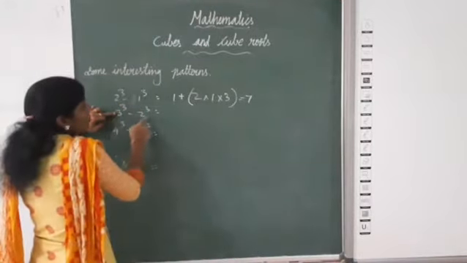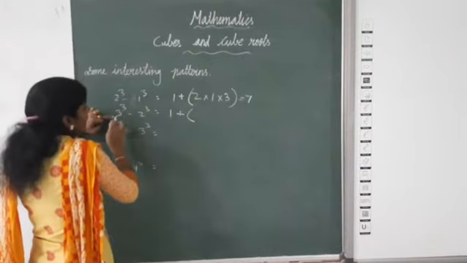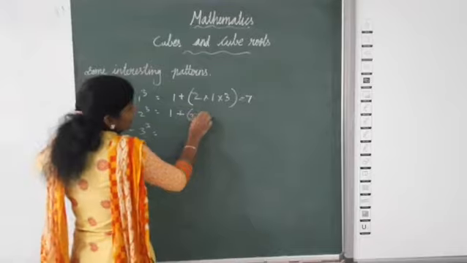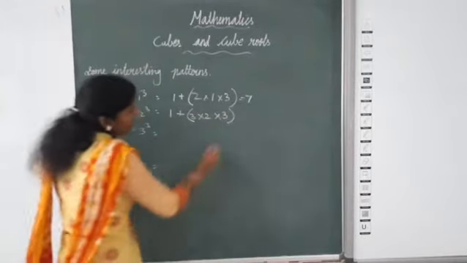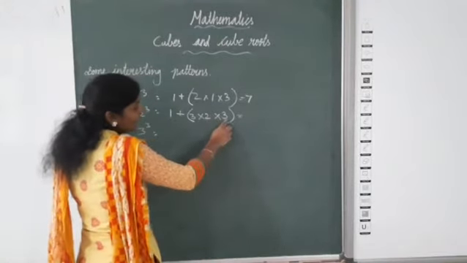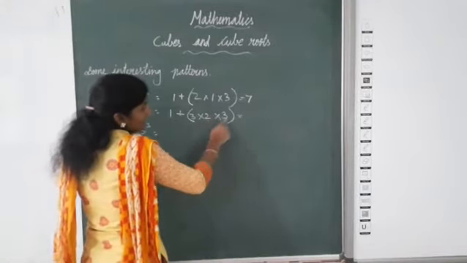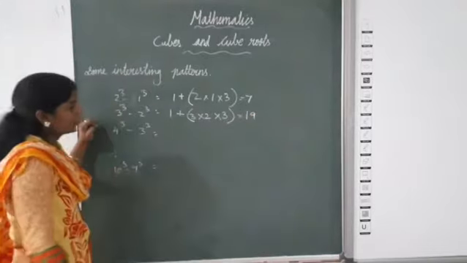3 cube minus 2 cube means 1 plus 3 into 2 into 3. 3 is common, we multiply by 3. So 3 2's are 6. 6 3's are 18. 18 plus 1 is 19. Okay.